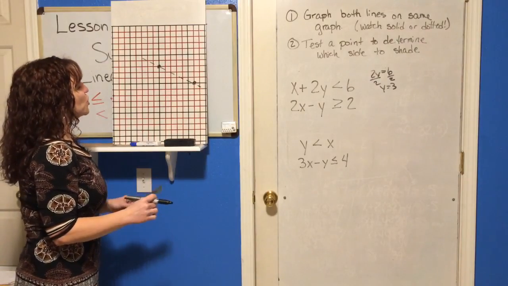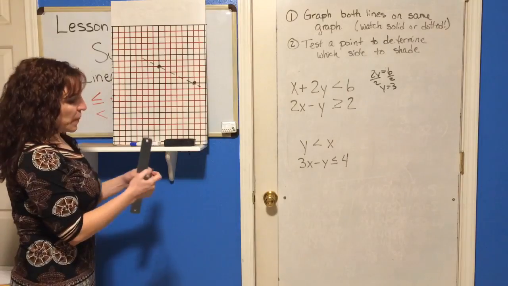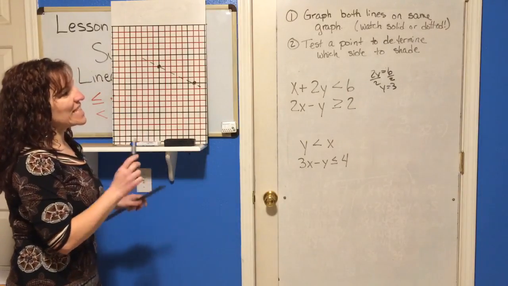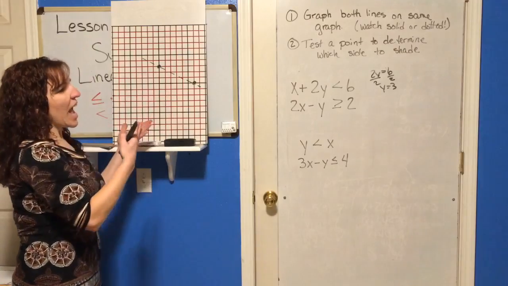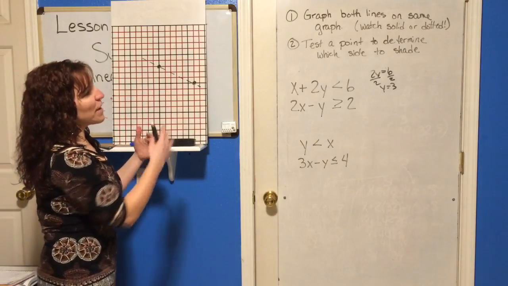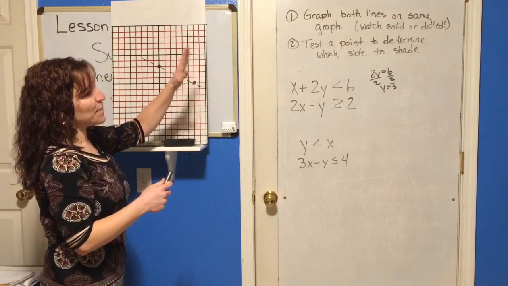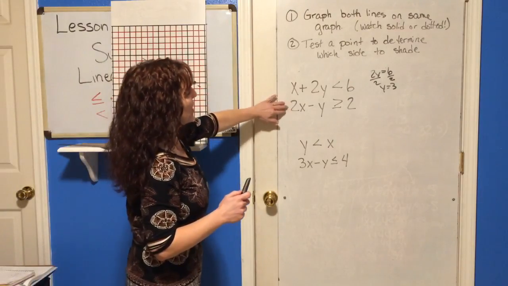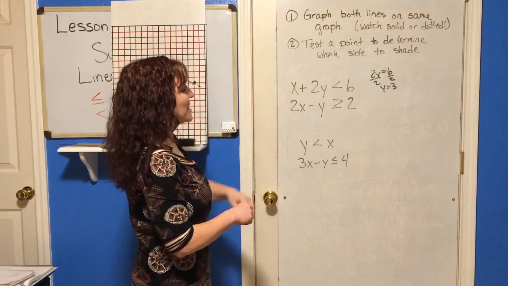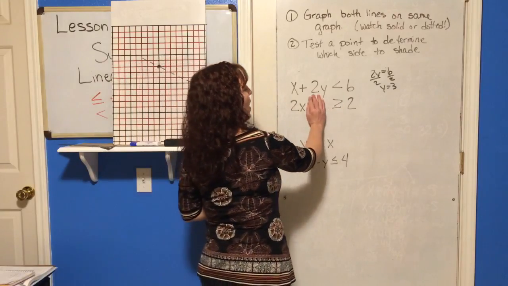And then you're going to look to see, okay, now this is the part where you're going to test a point to determine which side of this do you shade it. And honestly, the order that you do this doesn't matter, but on my steps, I told you to graph both. So let's do that first. So second step then, or second part is you're going to graph this line. So cover up the y.